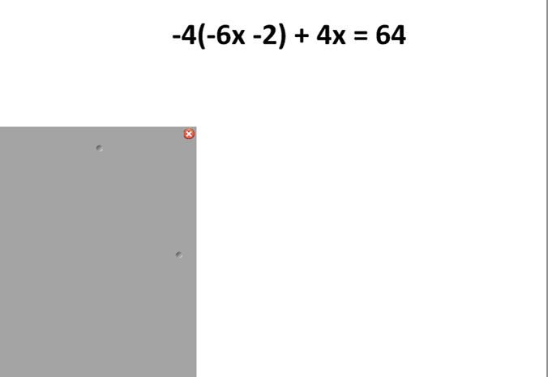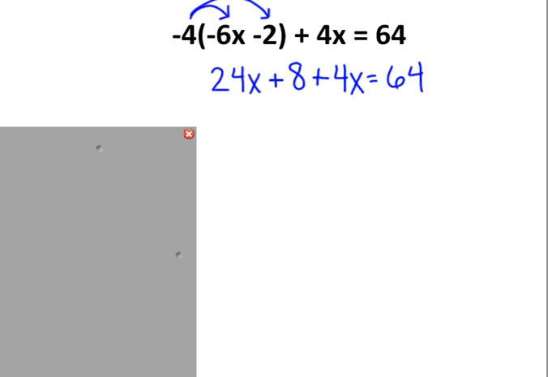I am going to distribute the -4 to -6x and the -4 to -2. It is a -2 because you want to make sure you keep the sign that is in front of the number. So -4 times -6x is positive 24x. Remember, I have to remember my rules of multiplying integers. A negative times a negative is a positive number. -4 times -2 is a positive 8. So I'm going to write that as plus 8. I'm also going to bring the rest of my problem down.